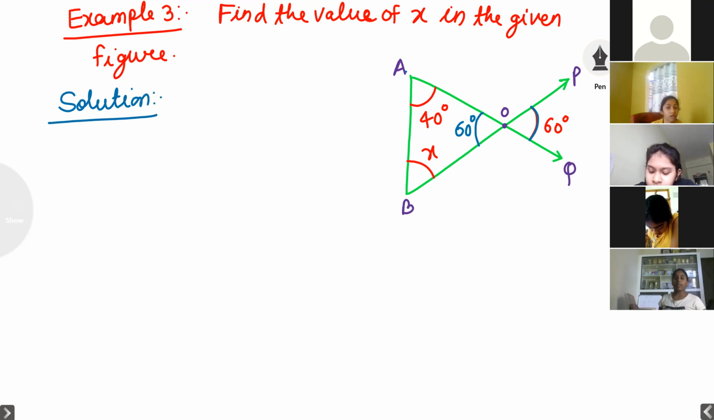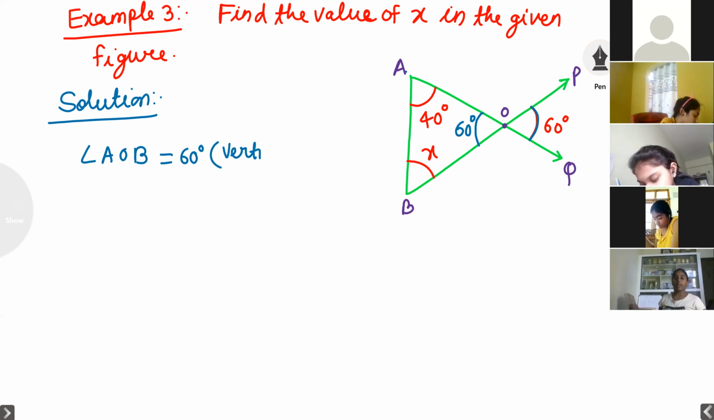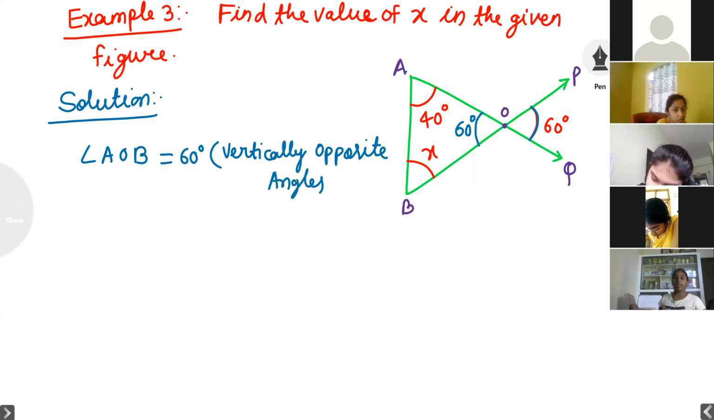Angle AOB is equal to 60 degrees. Why? Vertically opposite angles. Now we know two angles. The third angle I want to find out. By using the angle sum property, we can get the third angle.